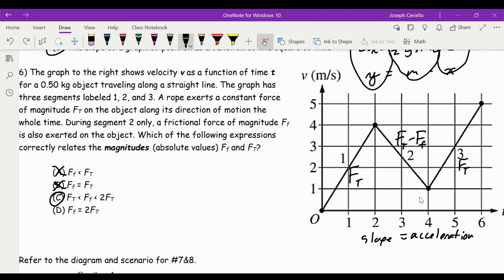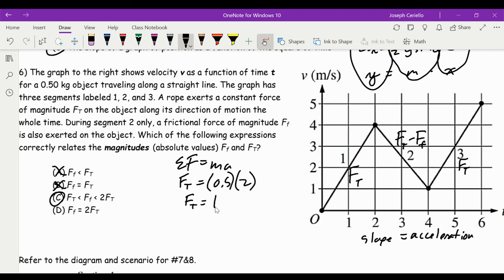How can we actually prove this, though? Well, what we can find is segment 1. Segment 1 has an acceleration of 2 and a mass of 0.5. So we know that the sum of the forces equals mass times acceleration. This is again for segment 1. So tension is the only force. The mass is 0.5 and the acceleration is 2. So we know that the tension force is equal to 1.